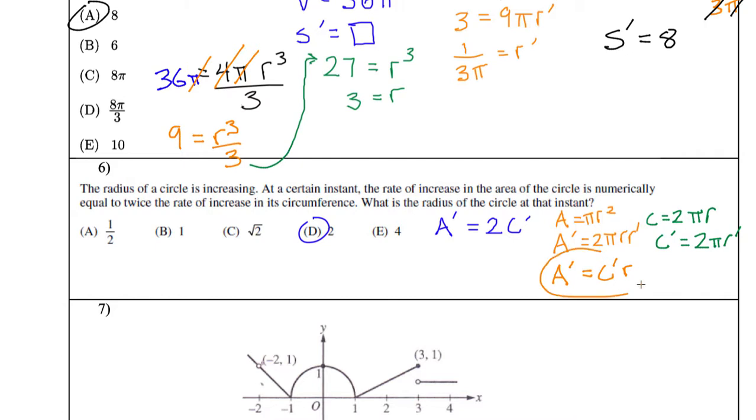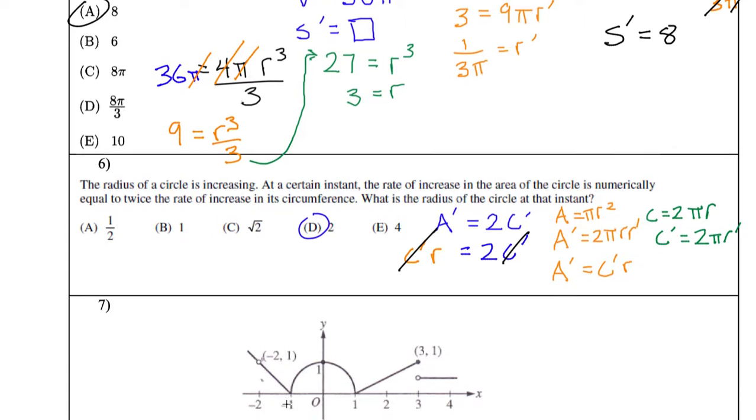So if I use this and substitute it into the blue equation that we got from reading the text, we get a prime is now switched out to c prime r, and on the right hand side nothing changes, equal to 2c prime. Let's divide the left hand side and the right hand side by c prime, and r is equal to 2. Again, that was just one from the fix-up, so it should have sounded kind of familiar.